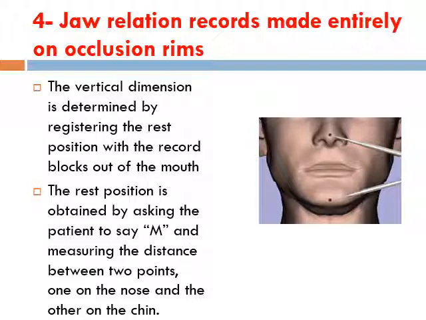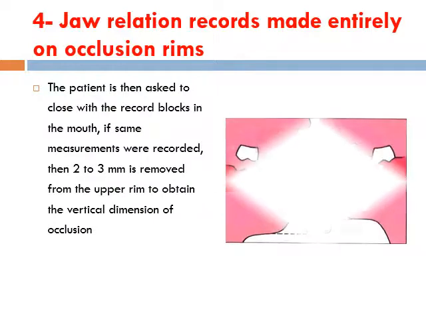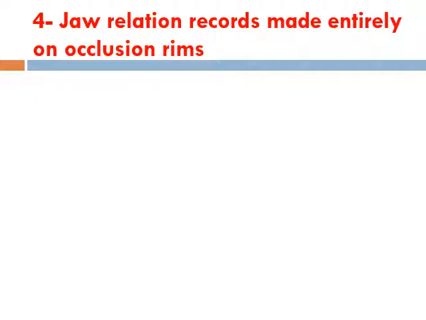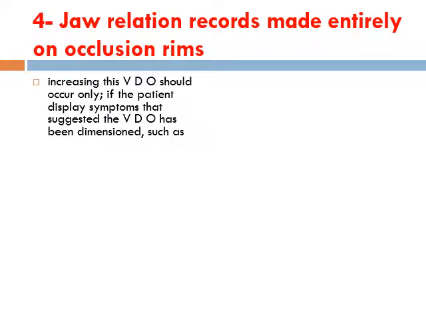The vertical dimension is determined by registering rest position with the record block out of the mouth. The rest position is obtained by asking the patient to say M, and measuring its distance. زي بالظبط ما بنعمل بليد دنشر. The patient is then asked to close with the record block in the mouth. If the same measurements were recorded, then 2 to 3 millimeters is removed from the upper rim to obtain vertical dimension of occlusion. نفس ما بنعمل في الكومبليت دنشر نفس النظام.